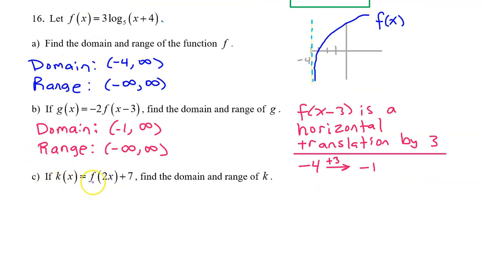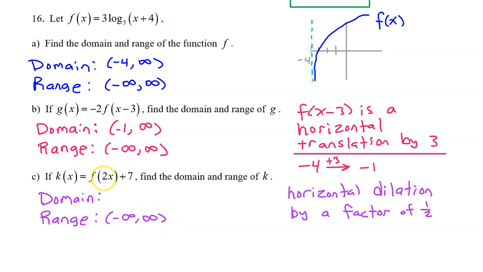Part C, k of x is f of 2x plus 7. Find the domain and range. A horizontal dilation and a vertical translation of a logarithmic function is still a logarithmic function. So the range will still be -infinity to +infinity. Notice that there is no negative on the inside of the parentheses. So there's no reflection over the y-axis. The curve will still be facing towards the right.